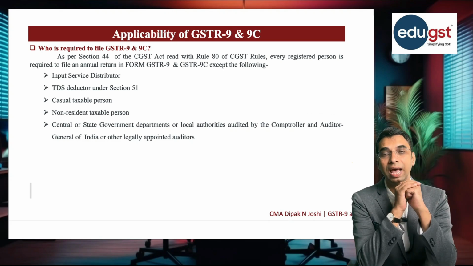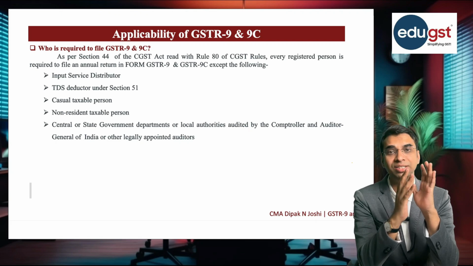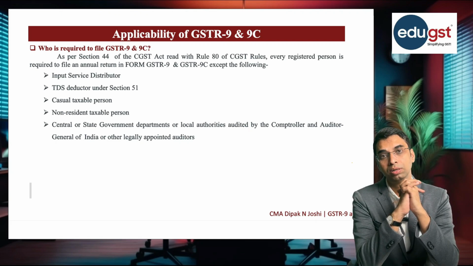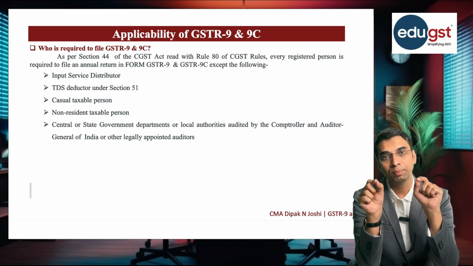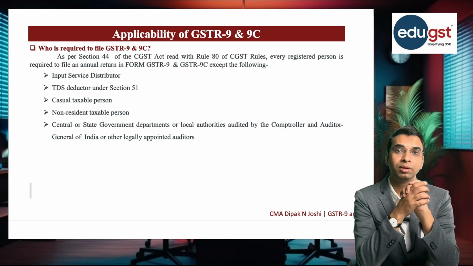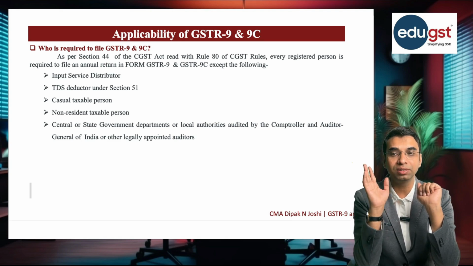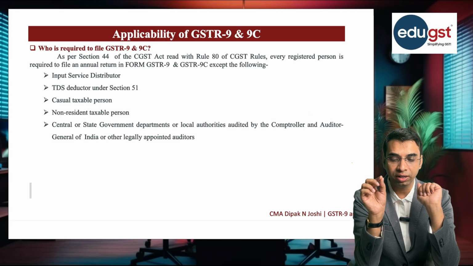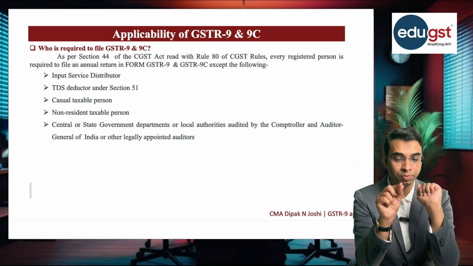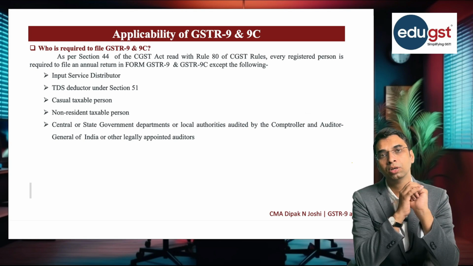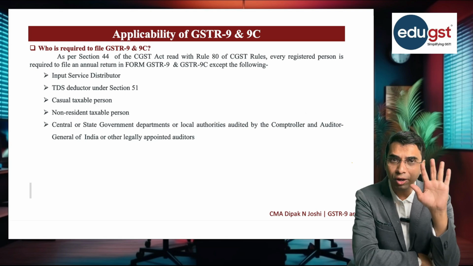Now coming to the applicability of GSTR-9 and 9C. In which cases are GSTR-9 and 9C applicable? Section 44 of the CGST Act provides for the provision of annual return. It says that every registered person is required to file annual return in form GSTR-9 and reconciliation statement in GSTR-9C except the following. So it is applicable in case of all registered persons except the following. So there are 5 exceptions.